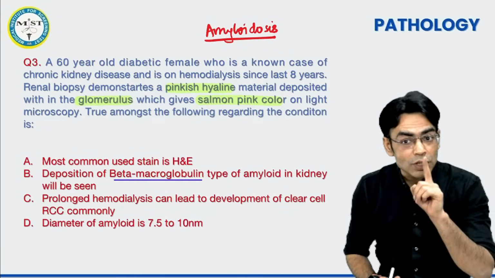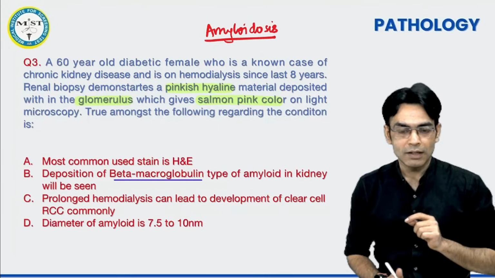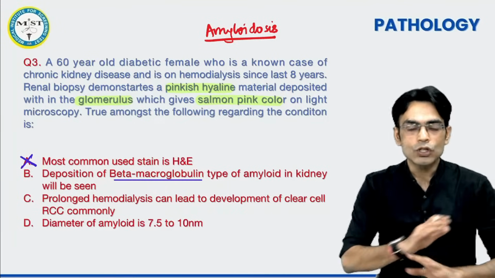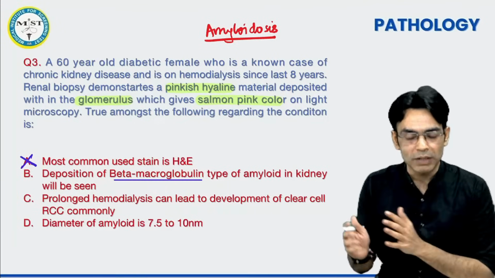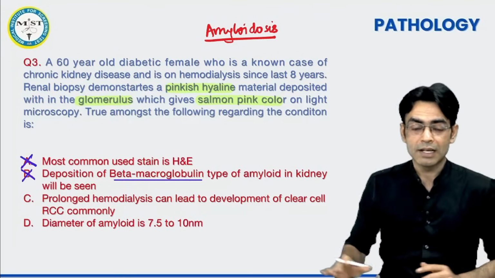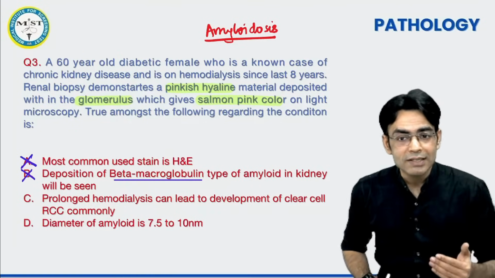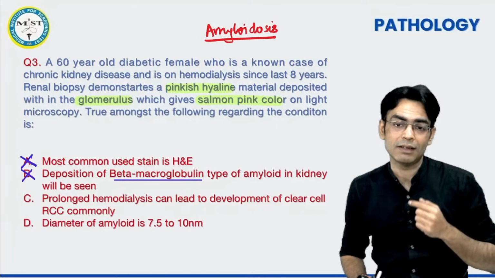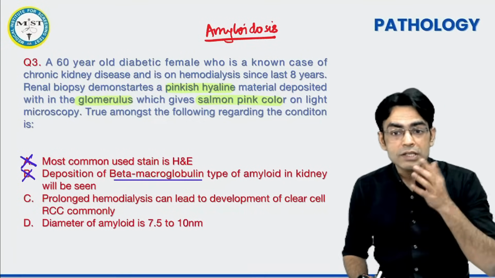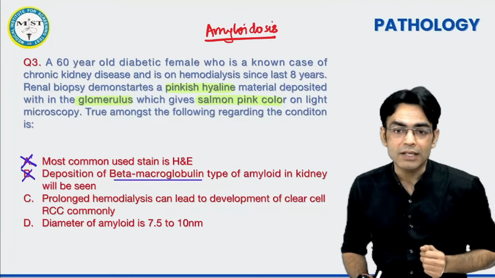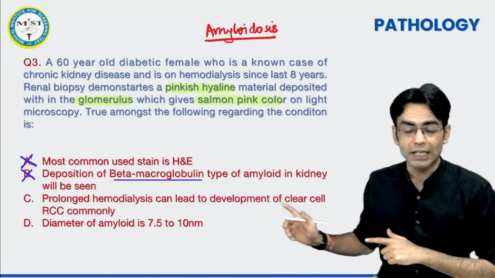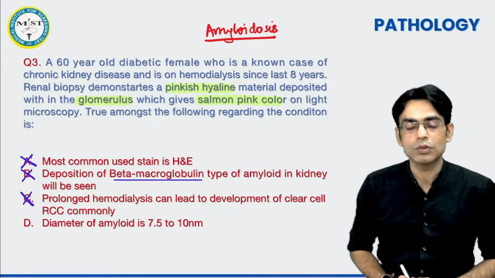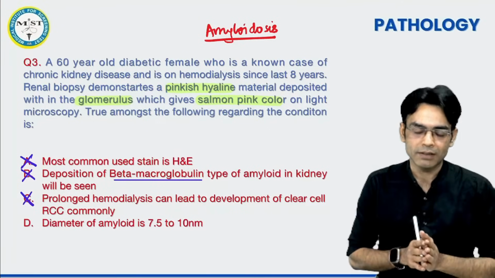ऐसा नहीं होता छोटू, ध्यान से पढ़ना है. Most common stain is HNE? No, it's Congo red, this is wrong. It's not beta 2 macroglobulin, it is beta 2 microglobulin, ये भी गलत है. Prolonged hemodialysis can lead to development of clear cell cancer? No, prolonged hemodialysis leads to development of papillary renal cell carcinoma commonly. Which is the renal cell carcinoma which is most commonly associated with hemodialysis? It is always your papillary, more commonly than clear. तो ये भी गलत हो गया. The only correct answer छोटू राम is 7.5 to 10 nanometers is the diameter. So correct answer is D.